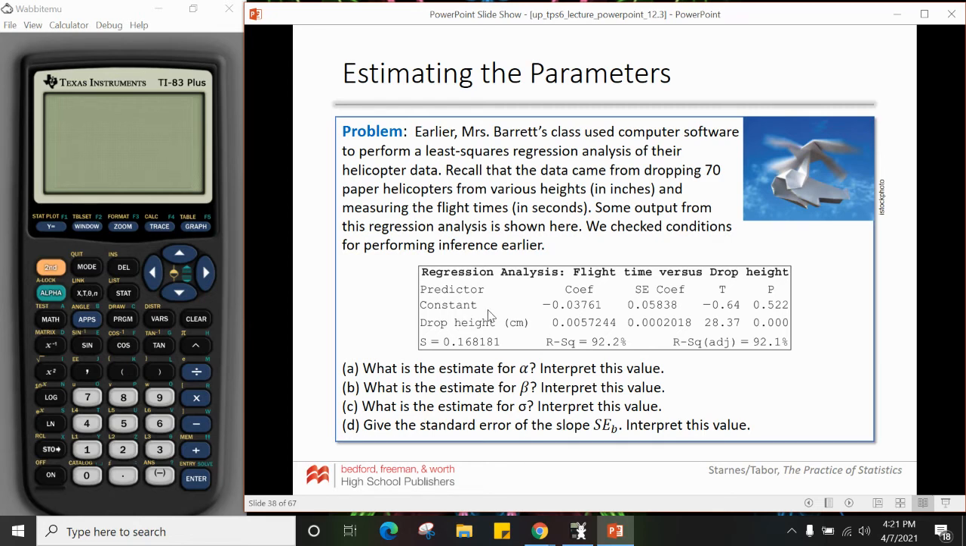The constant, if we think about our sample linear regression, it's y hat equals A plus bx. So A is the constant. So the constant and the coefficient, this is my A value, this is my B value. So the estimator for alpha is going to be A.